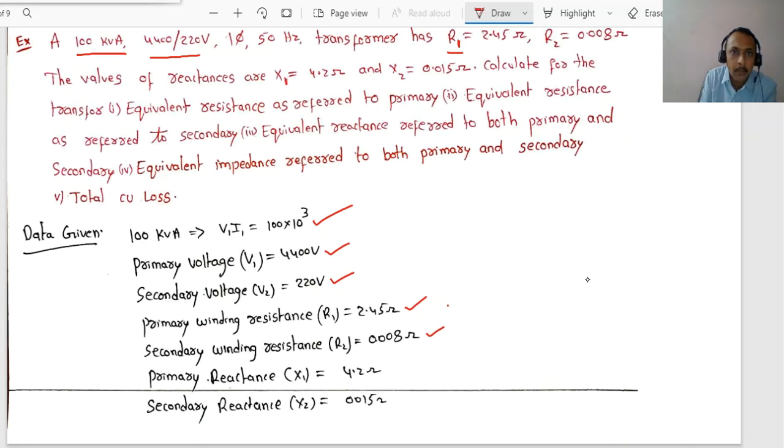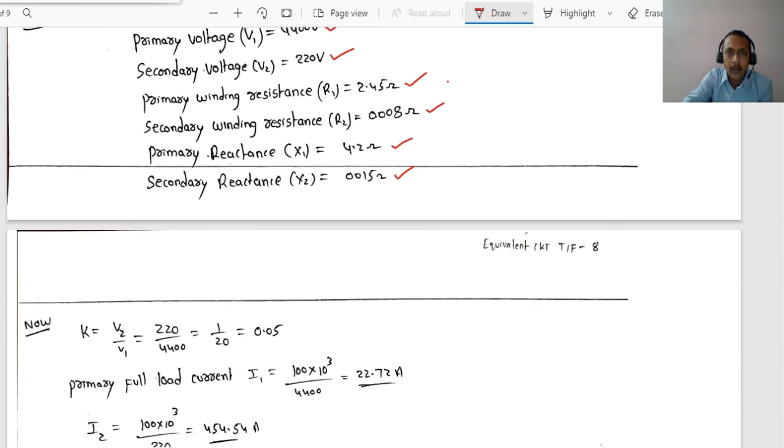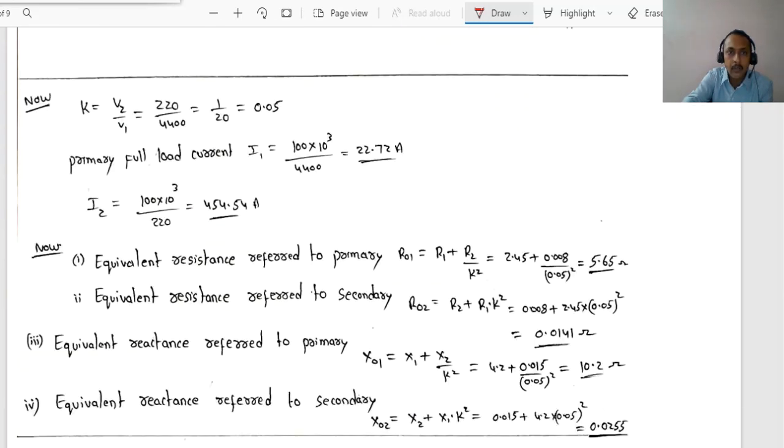Based upon this subscript 1, we can write it as primary reactance X1, X2 is there, secondary reactance, right? So with this, the data given is completed. Now first thing we have to find out is the value of K, right? What about K? V2 by V1. V2 is already given 220 divided by V1 4400. The value of K is 0.05.